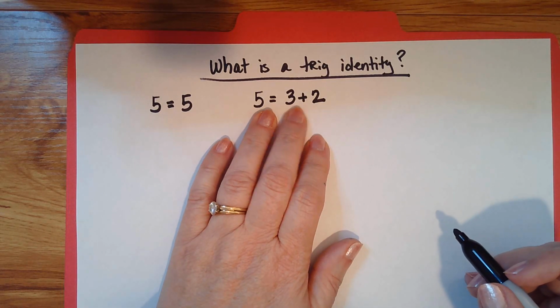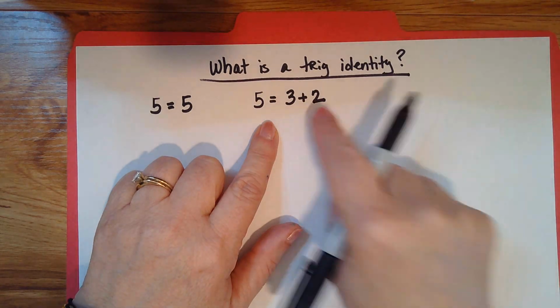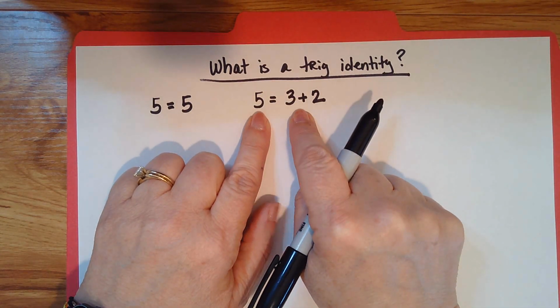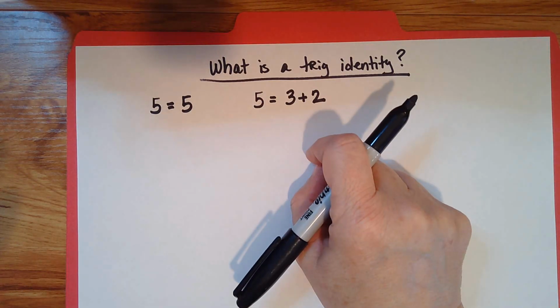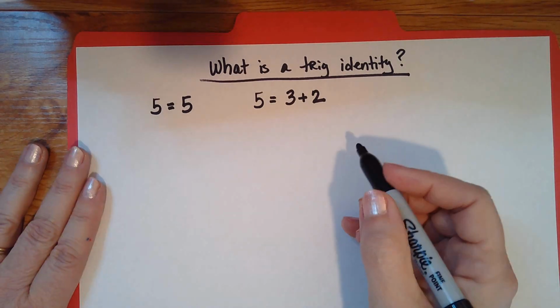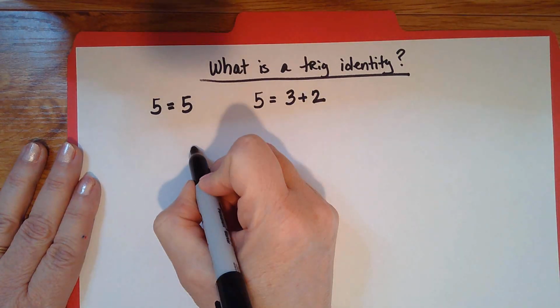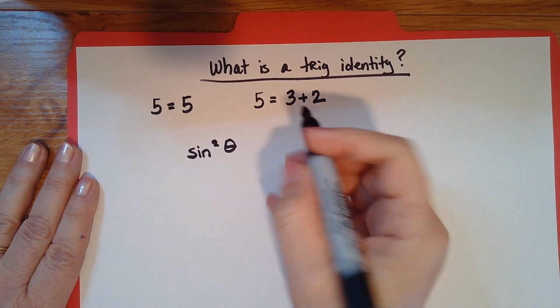5 equals 3 plus 2. This is a little bit more interesting than this one, although not much. But it meets our same requirements. We have two sides of the equation. They are set equal to each other, and it is a true statement. When we talk about trig identities, all we really have to do is stick some trig functions in there.